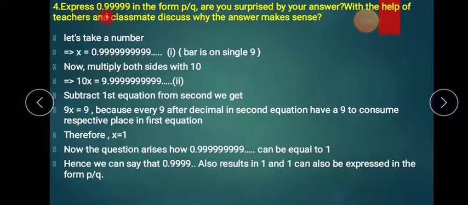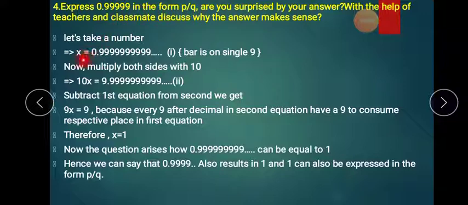Express 0.99999 in the form of P by Q. That means we have to express this decimal expansion in the form of P by Q. Are you surprised by your answer? With the help of teachers and classmates, discuss why the answer makes sense. So this second part we will do afterwards. Let us see the first part first.